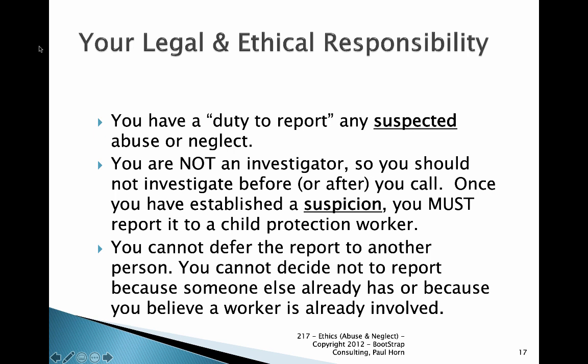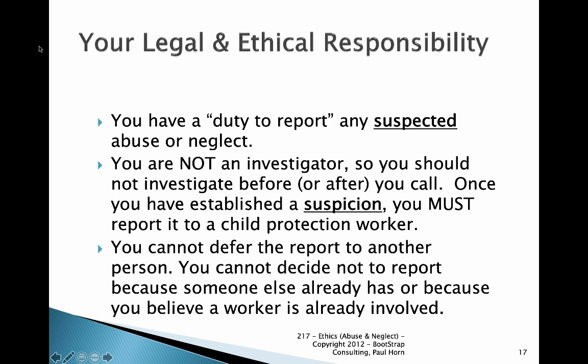We are not investigators. And there's a very important reason why we shouldn't investigate, and that is that if we investigate, we will actually make things worse for the person who is likely being abused or neglected. How so? Well, there are 2 ways.